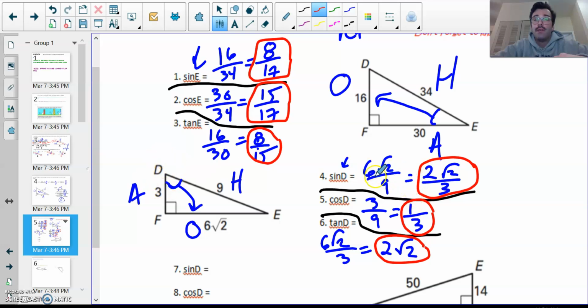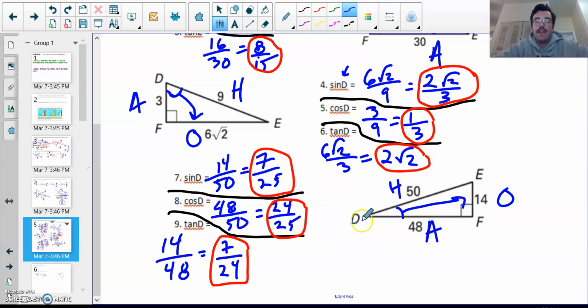Make sure you reduce. 6 over 9, I can reduce to 2 over 3. The root 2 just stays root 2. Same thing down here: 6 over 3 is 2, and then that root 2 just stays root 2. All right, try the last 3. Here's the last 3. Angle D again was our reference angle here, and then I drew straight across to find my opposite side. Hypotenuse, remember, is always across from my 90-degree angle, and the leftover side is our adjacent.